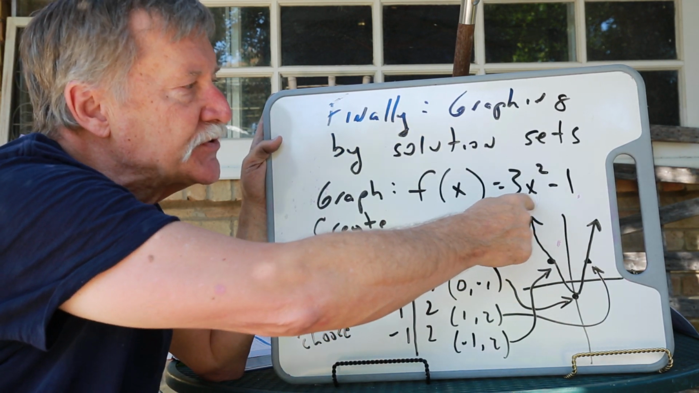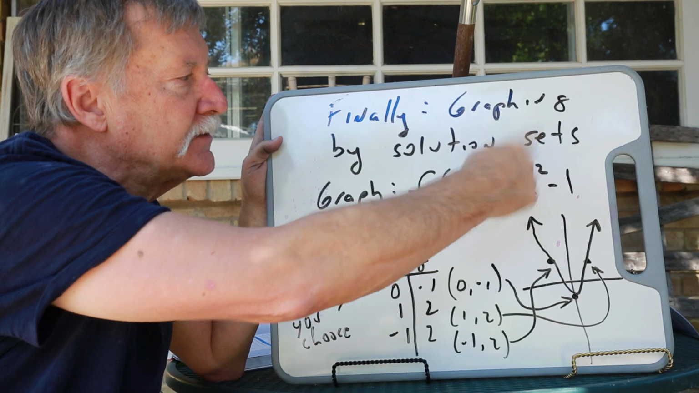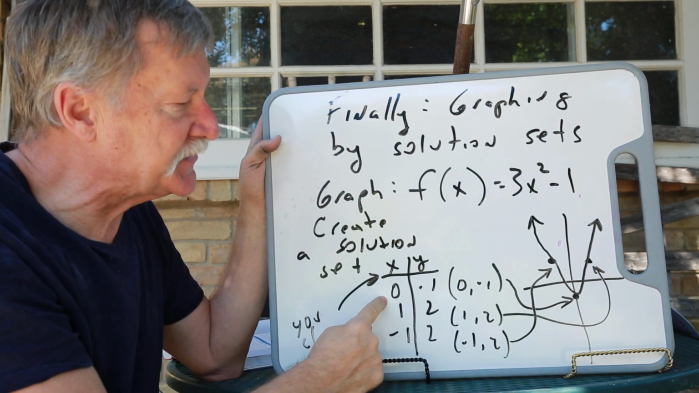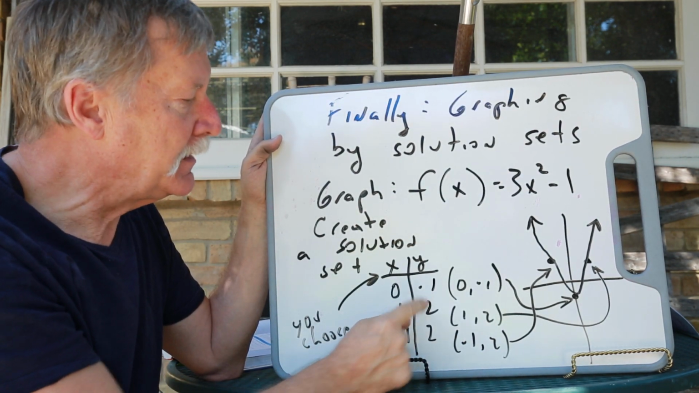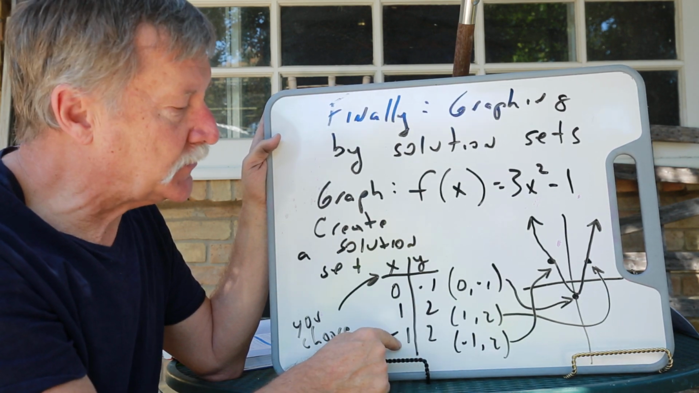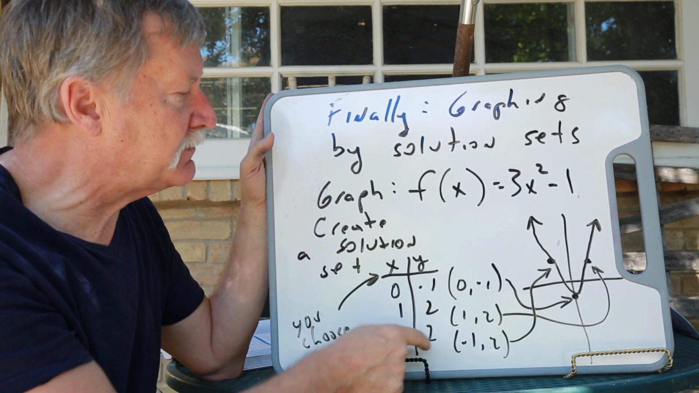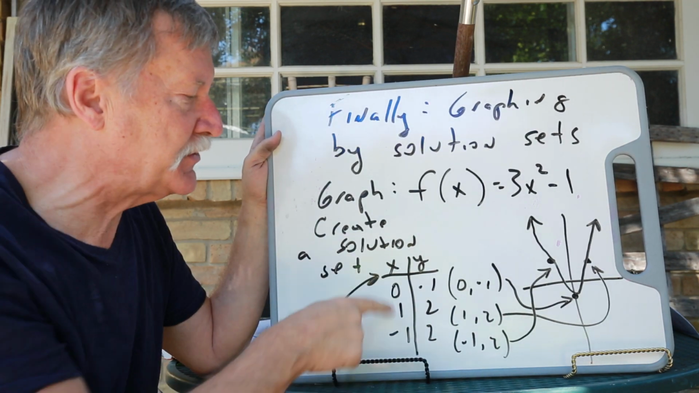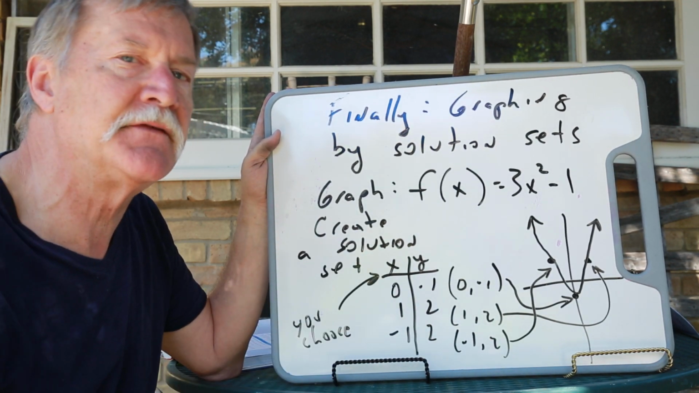3 times 0 squared minus 1. The 3x squared goes away, and so when x is 0, y is minus 1. If x is 1, y is 2. If x is minus 1, y is 2. Remember that when you're creating a solution set for parabolas, you always want to have a positive and a negative value for x.